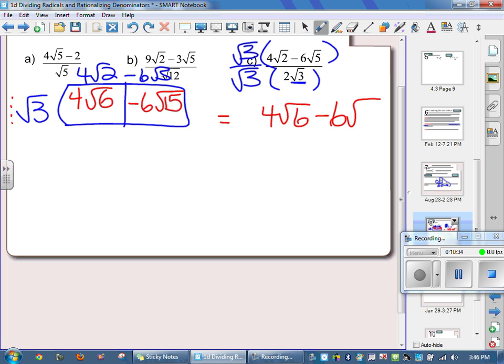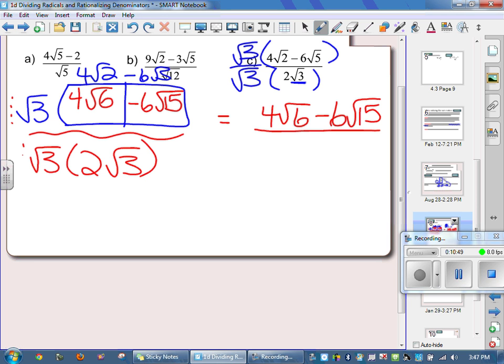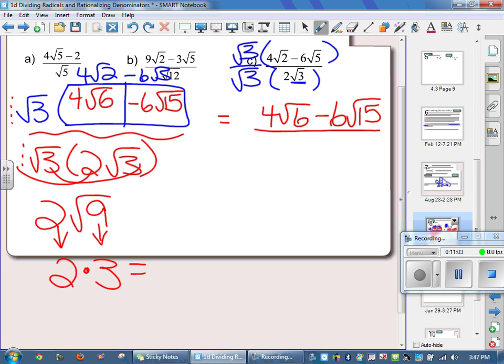Now I'm working on the bottom. My bottom is going to give me root 3 times 2 root 3. Well, the 2 is multiplied by the hidden 1, so that's going to give me 2. Root 3 and root 3, like last time, gave me root 9. But the root of 9 is an exact digit. It's 3. It's a perfect root. So now the 3 multiplies by the 2 that's already in front, and I get a 6. So now my bottom number is 6.